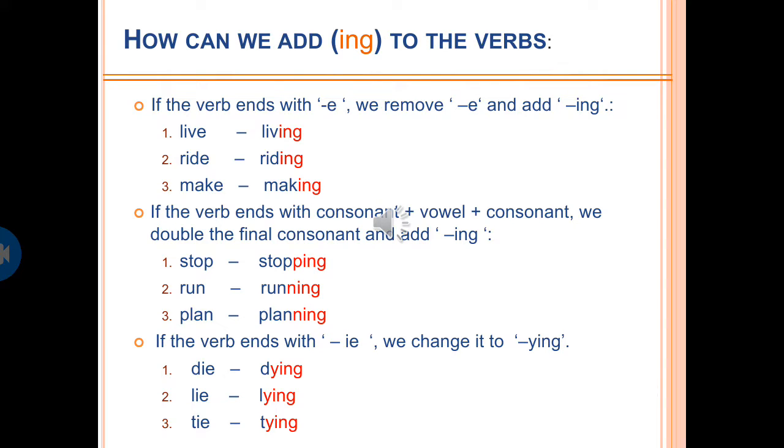How can we add ing to the verbs? If the verb ends with e, we remove the e and add ing. Live, living. Ride, riding. Make, making. If the verb ends with consonant plus vowel plus consonant, we double the final consonant and add ing. Stop, stopping. Run, running. Plan, planning. If the verb ends with ie, we change it into ying. Die, dying. Lie, lying. Tie, tying.